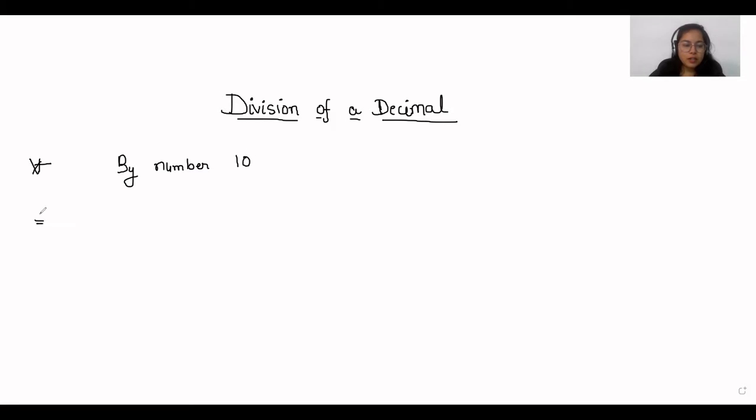Suppose you have to divide a number, 1.1 divided by 10. So how can you solve it? You know that there is one 0 in 10. So what you have to do is shift the point one digit to the left. If there is nothing before the decimal, you have to put 0 in front of it. So it becomes 0.11.